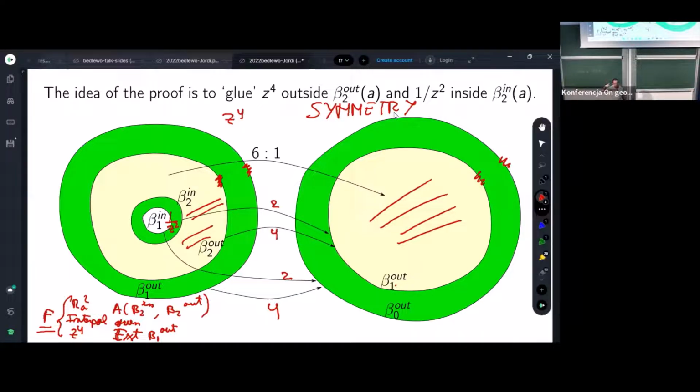The easy part is that z to the power of 4 is symmetric with respect to third roots of unity. That's easy. Our original model map also is. It's more or less easy that the typical interpolations on the annulus can be taken to be symmetric too. So your model map is symmetric.